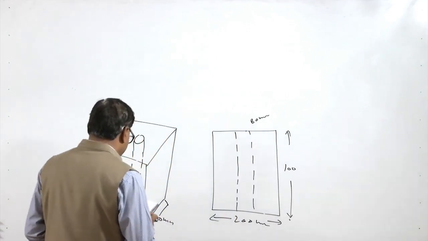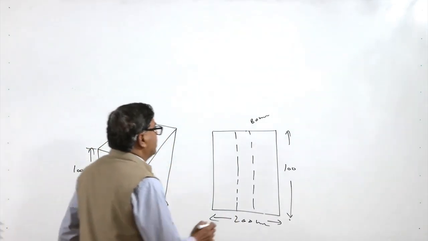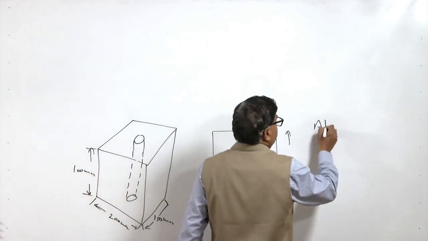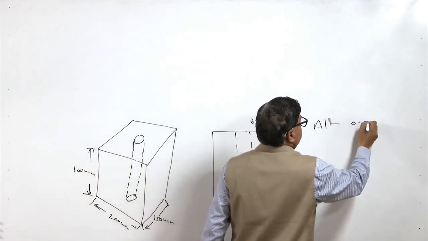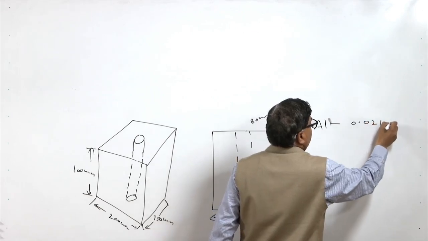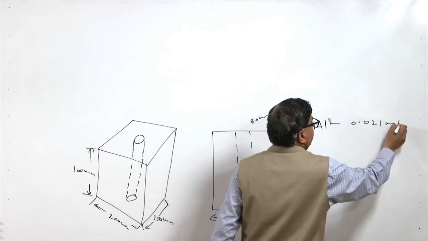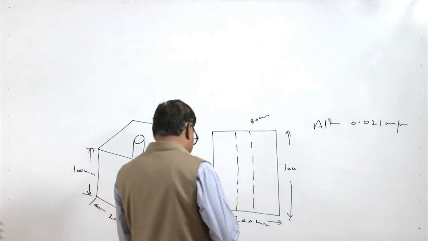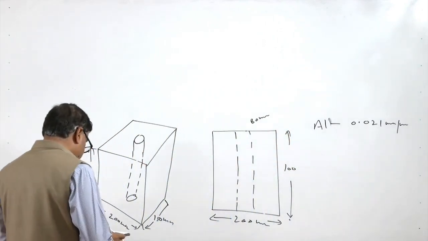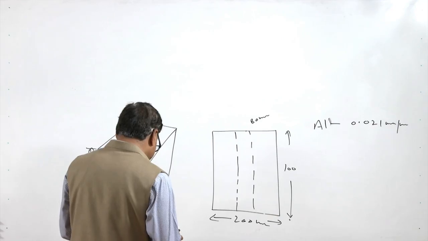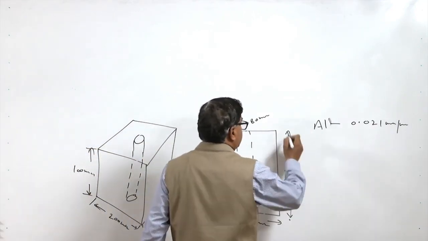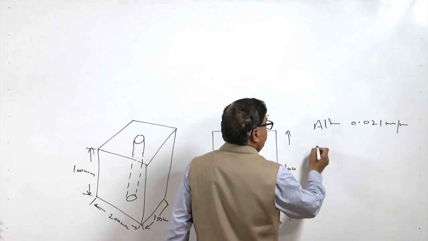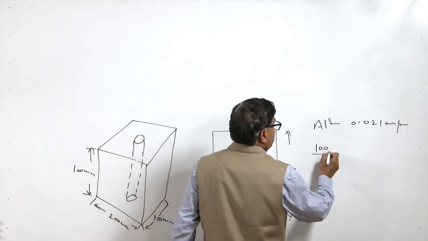So, if you have to provide the shrinkage allowance, considering that the pattern is made of aluminum, the shrinkage allowance is 0.021 mm per mm. Considering this, if you have to give the allowance to the linear dimensions, it will be simply like, say, for this height, for this height 100 mm.